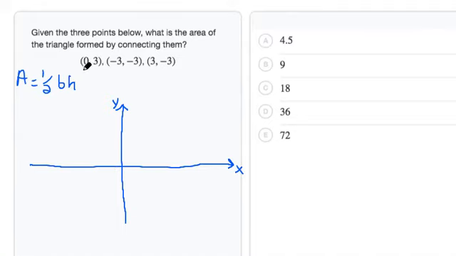Our first point is 0, 3, so that means x is 0 and y is 3. And we have a point right here. This would be our 0, 3. Our next point is -3, -3, so x is -3. And y is also -3. So we have a point down here. Let's label it -3, -3.